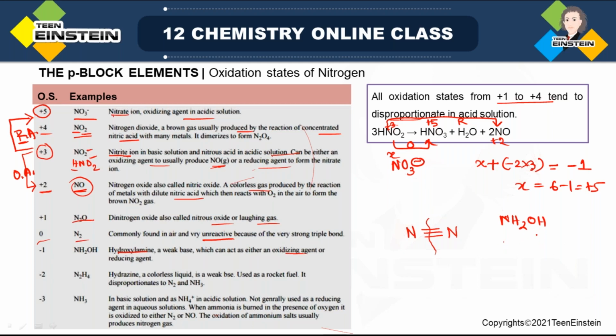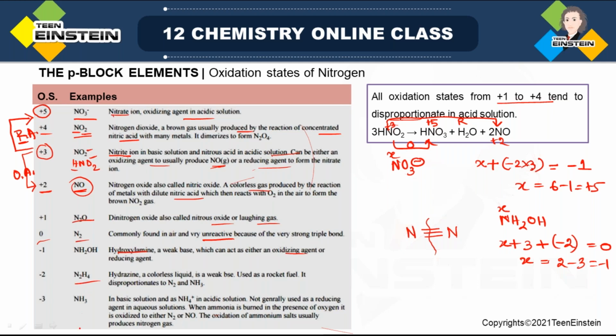Now to calculate the oxidation state, suppose it is X. Total 3 hydrogen means 3 positive charge, and for 1 oxygen it will be negative charge. So overall the molecule is neutral, so we write 0 here, and X will be equal to 2 minus 3, that means -1. In this way you can calculate the oxidation state of nitrogen, which is -1.